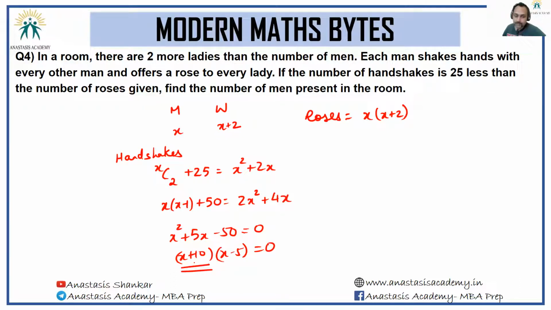Of course, the count of men cannot be negative. So x has to be equal to 5. Number of men in the room has to be equal to 5.